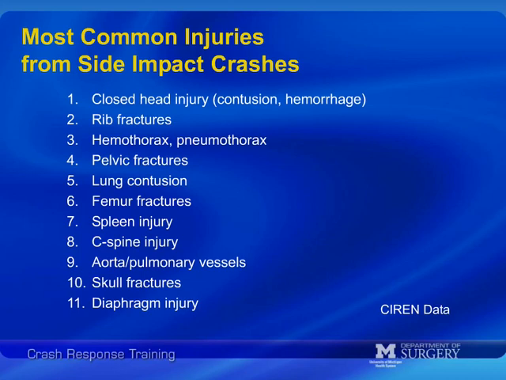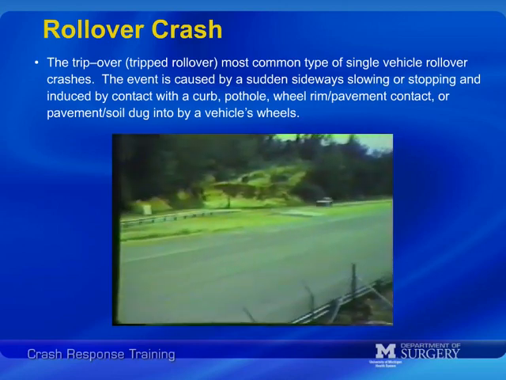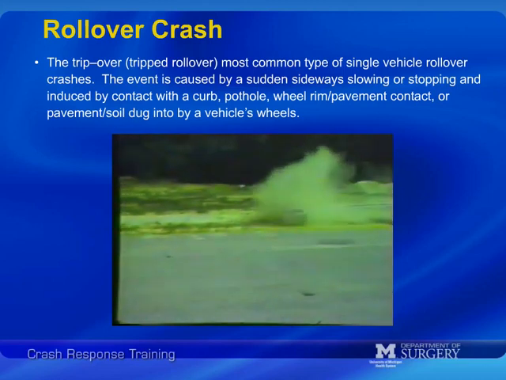diaphragmatic injuries. The final category of crashes that I'd like to examine as we think about the biophysics of motor vehicle crashes is a rollover crash. The trip over, or tripped rollover, is the most common type of single vehicle rollover crash. The event is caused by a sudden sideways slowing or stopping and induced by contact with a curb, a pothole, or pavement and soil being dug into by a vehicle's wheels. In this video, the car starts going sideways, the wheels snag, and the vehicle trips and starts rolling over.